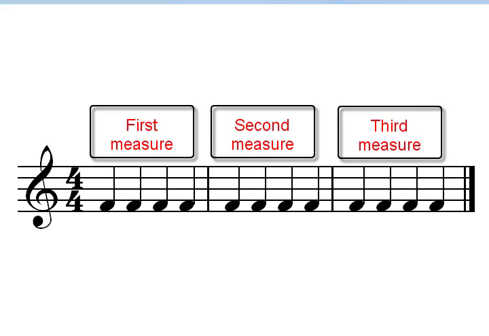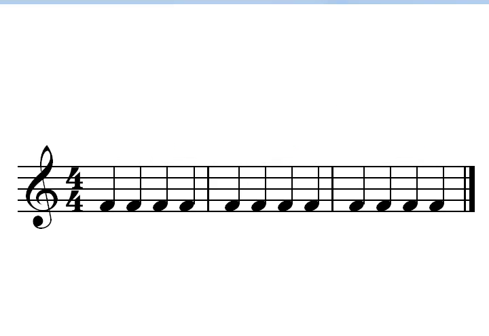We hear four quarter notes in each measure. What I'm going to do now is count the beats along with the music, so you can hear where the beats fall into place. Let's go. One, two, three, four. One, two, three, four. One, two, three, four. You get the idea? Good.